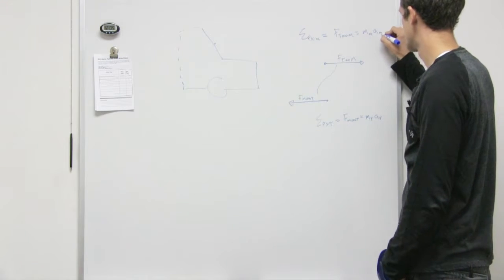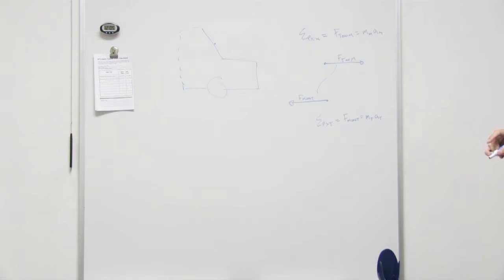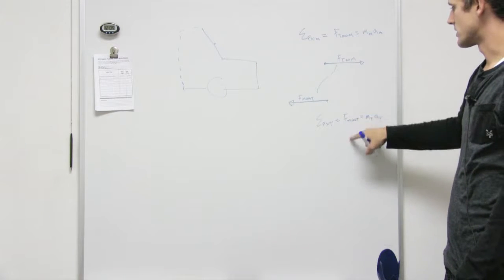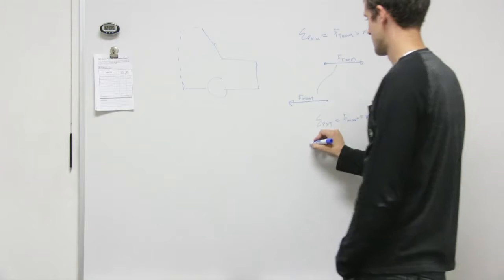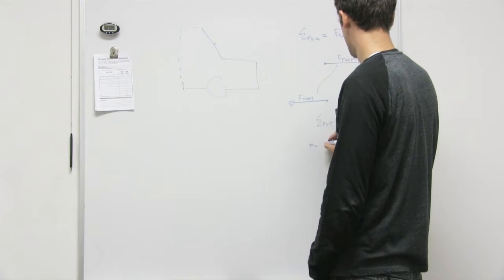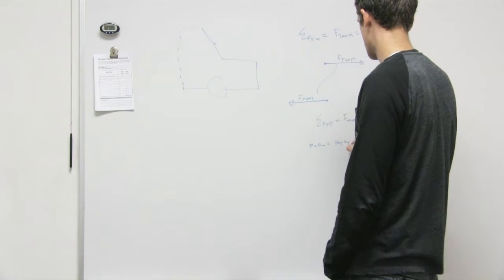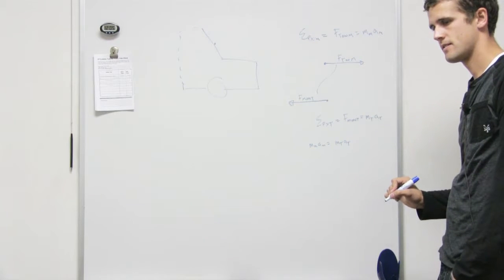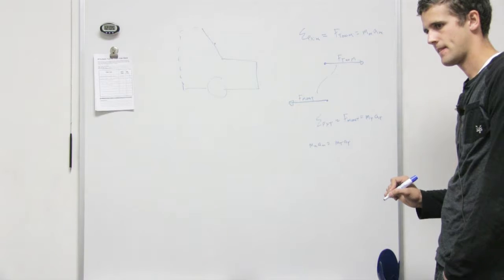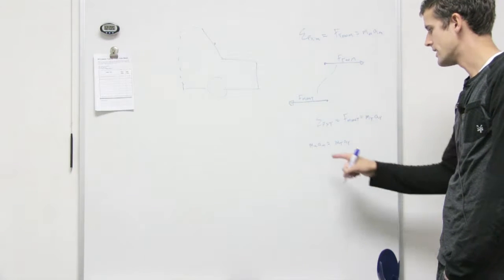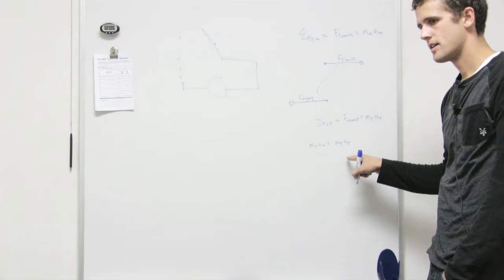So now we can say these are equal to each other, right? So the mass of the mosquito times the acceleration of the mosquito equals the mass of the truck times the acceleration of the truck. That doesn't seem right, does it? It is. How does that work?